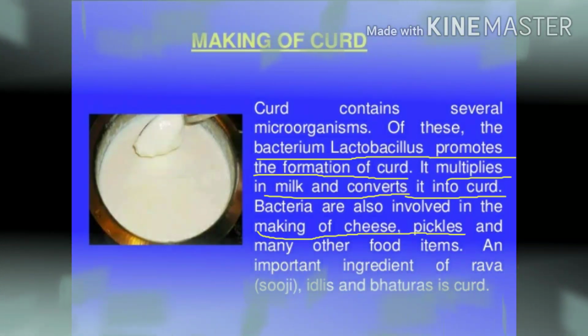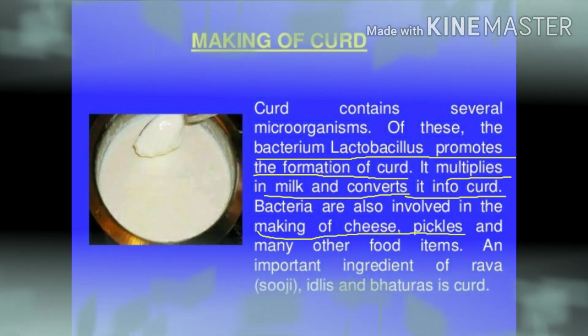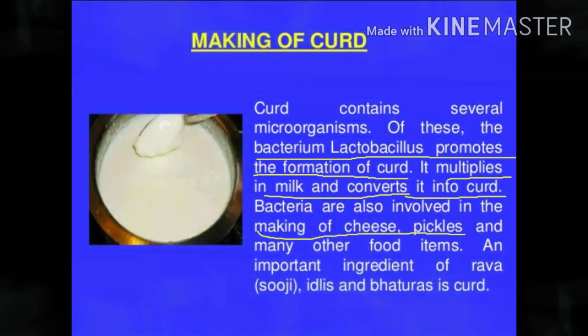Next, making of curd. Curd contains several microorganisms. Of these, the bacterium Lactobacillus promotes the formation of curd. It multiplies in milk and converts it into curd. Bacteria are also involved in the making of cheese, pickles, and many other food items. An important ingredient of rava, idlis, and bhaturas is curd. Lactobacillus is one of the bacteria which multiplies and converts milk into curd.